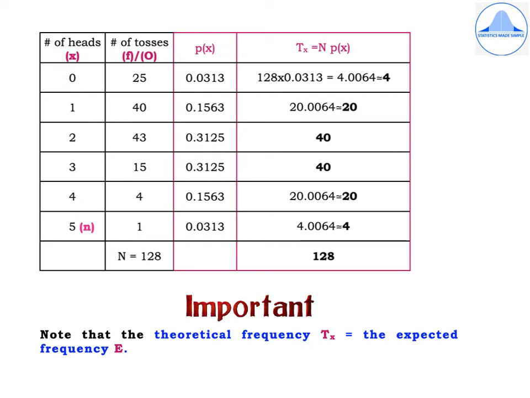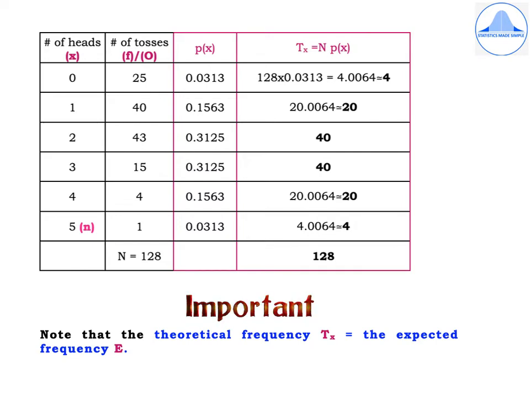Now, the most important step is to find out the theoretical frequencies or the expected frequencies, which are denoted by Tx and which has a formula capital N into P of x. So 128 into 0.0313 gives us 4.0064, which you can approximate as 4. Then the next value is 20.0064, you approximate it to 20. So take each probability and multiply with 128 to get the theoretical frequency. So the next value is 40. Then again we have 40, 20.0064, which you approximate to 20, 4.0064, which is equal to 4.